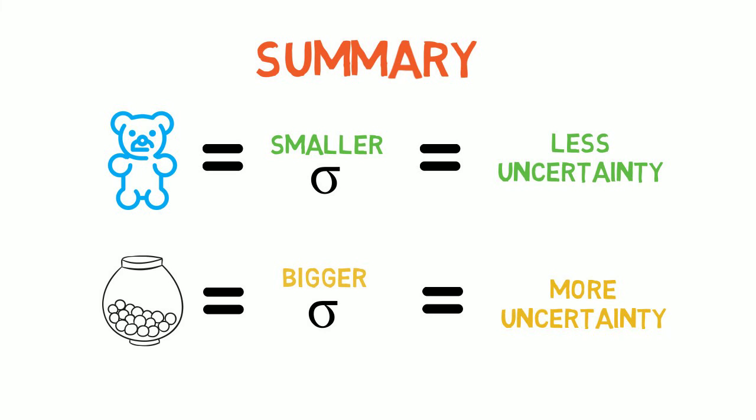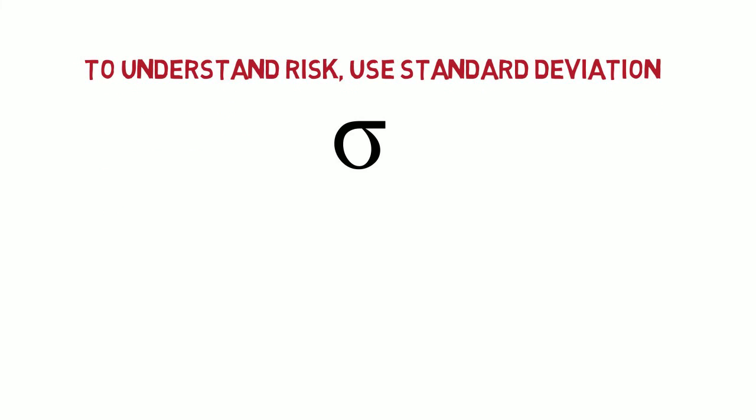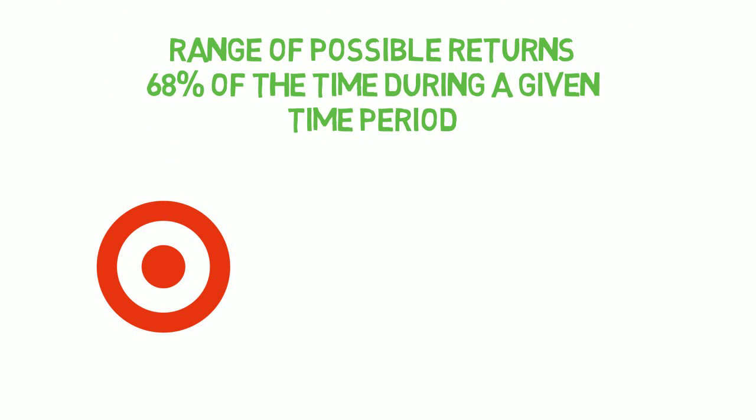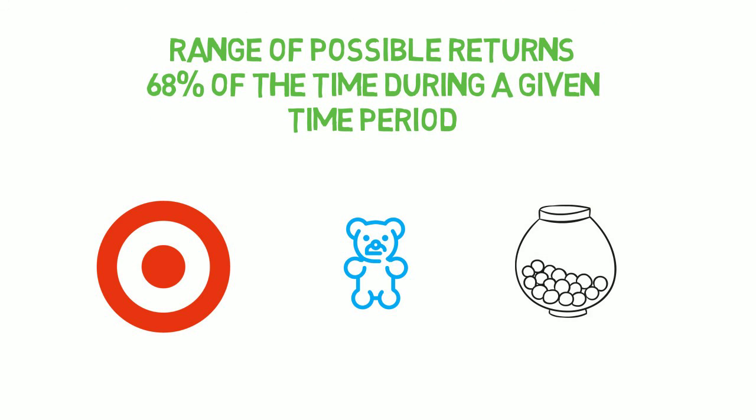So to recap, risk is a really important thing to think about when you're investing. And a common way to understand an investment's risk is to look at its standard deviation, which tells you the range of possible returns most of the time, or 68% of the time, during a given time period. This should then make you think of bullseyes, gummy bears, and M&Ms.